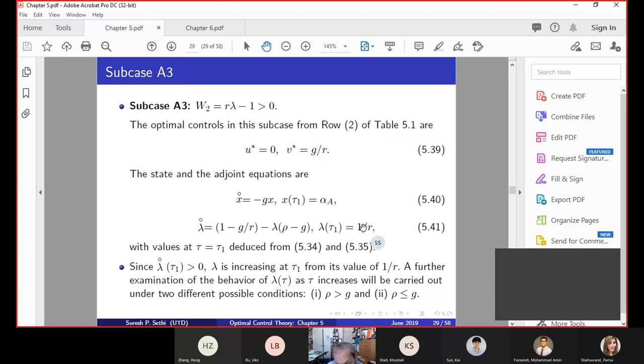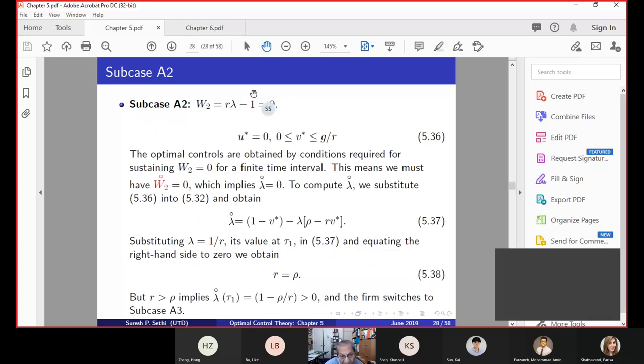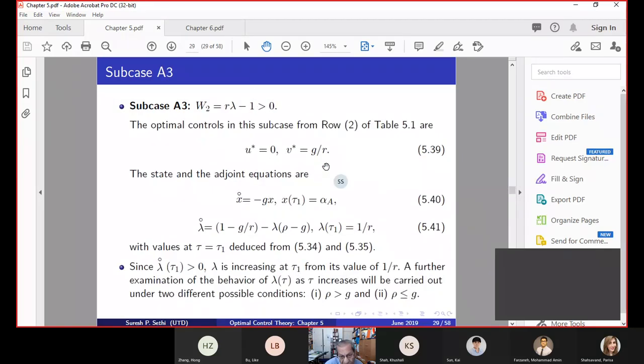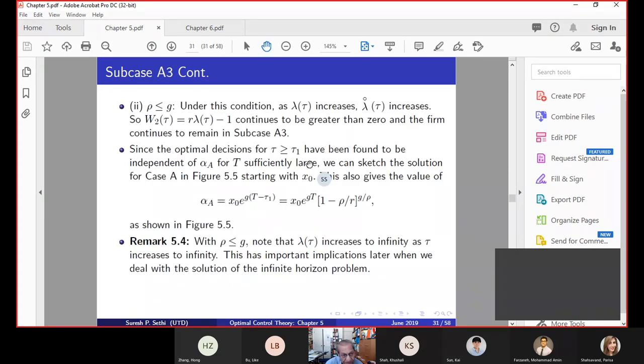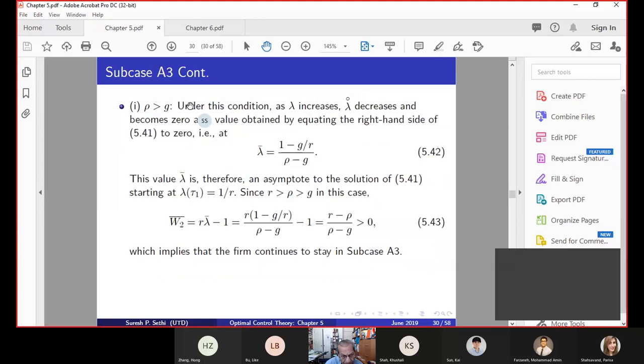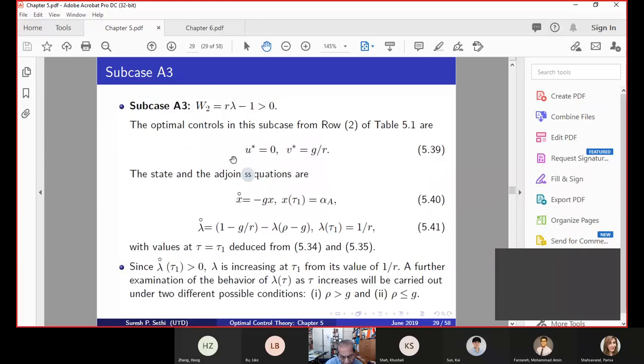And lambda tau 1 is exactly 1 by R, given by that particular quantity here. So what I'm trying to say is that we are at this point. And now we're examining what happens as tau increases from tau 1. We want to show what is happening here, okay? So we're going to do that right now. Lambda circle is bigger than 0. So lambda is increasing at tau 1 from its value 1 by R.